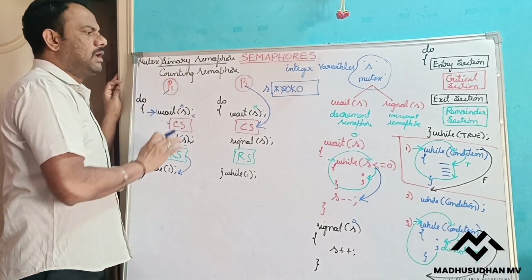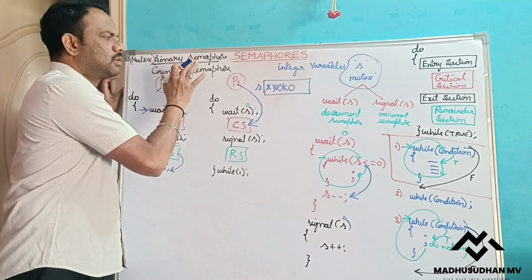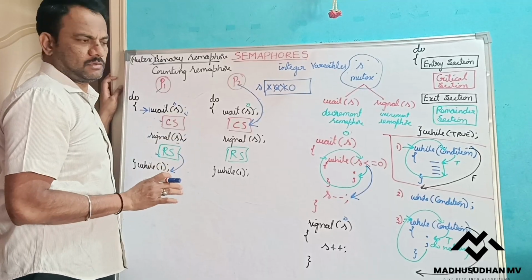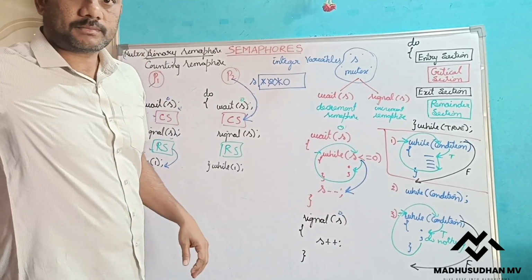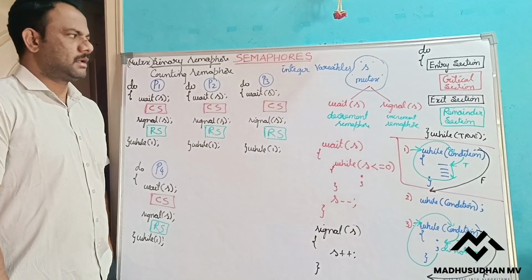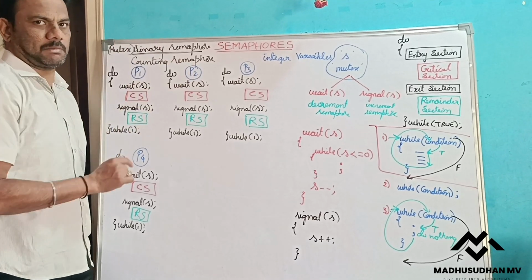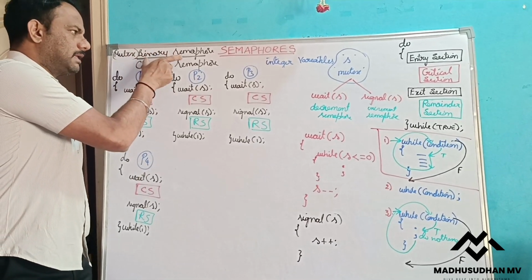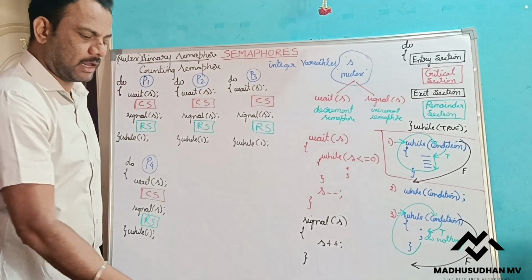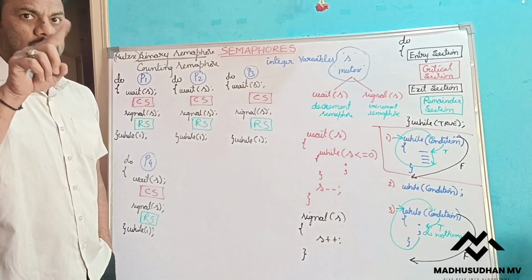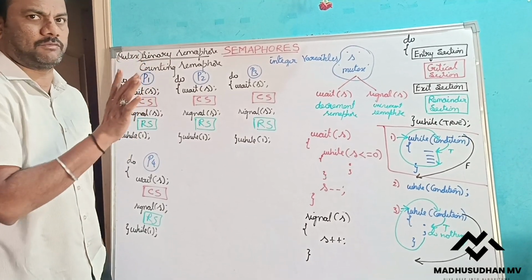Now let us discuss how to implement counting semaphores. Counting semaphores. Again, in a binary semaphore, the semaphore value is always either 0 or 1, hence it is called a binary semaphore.